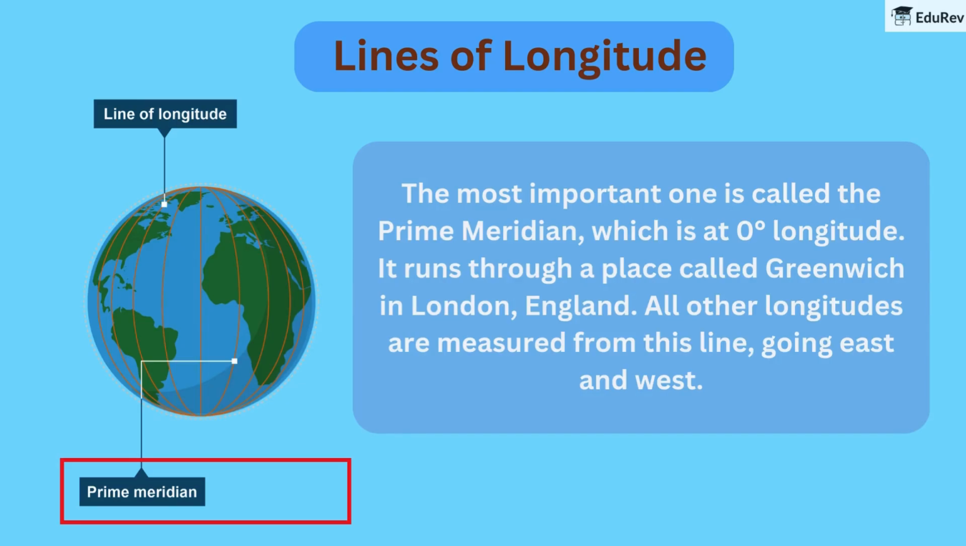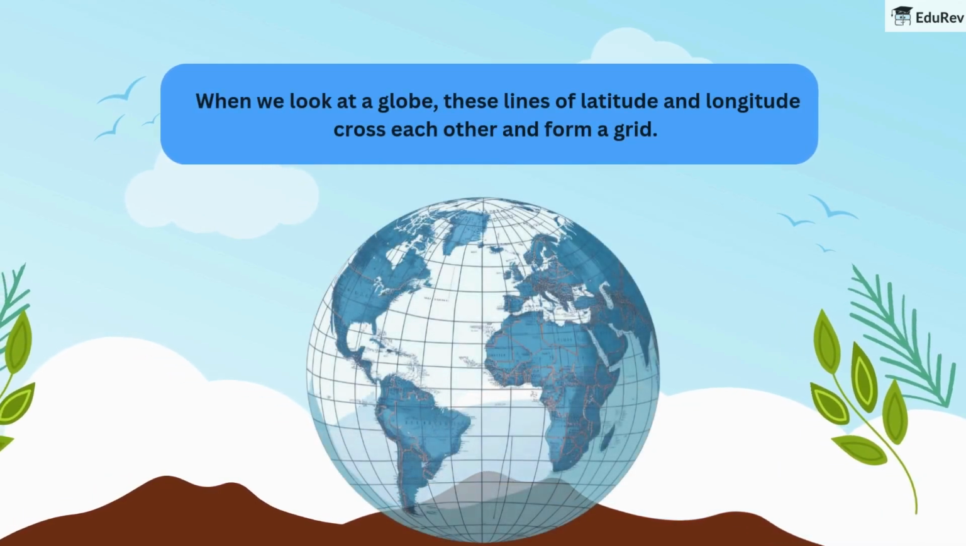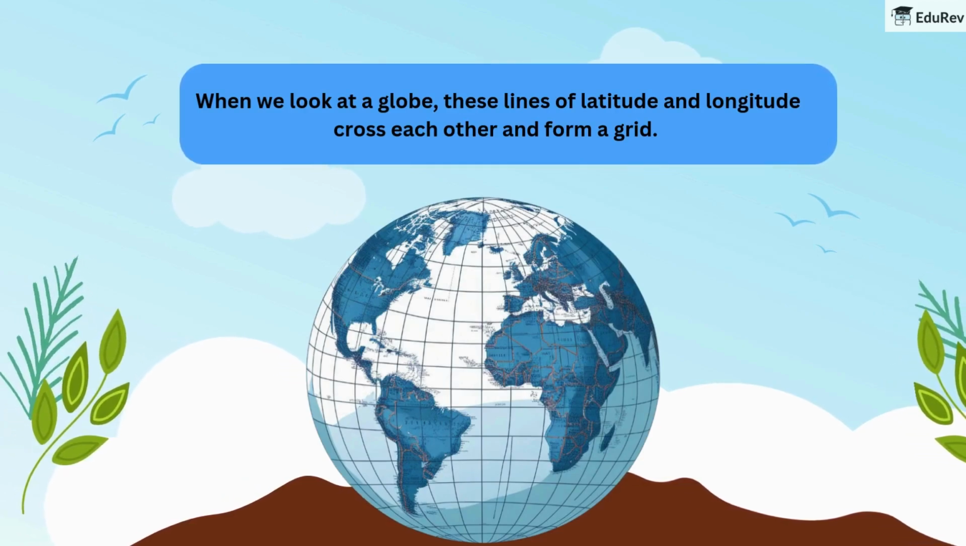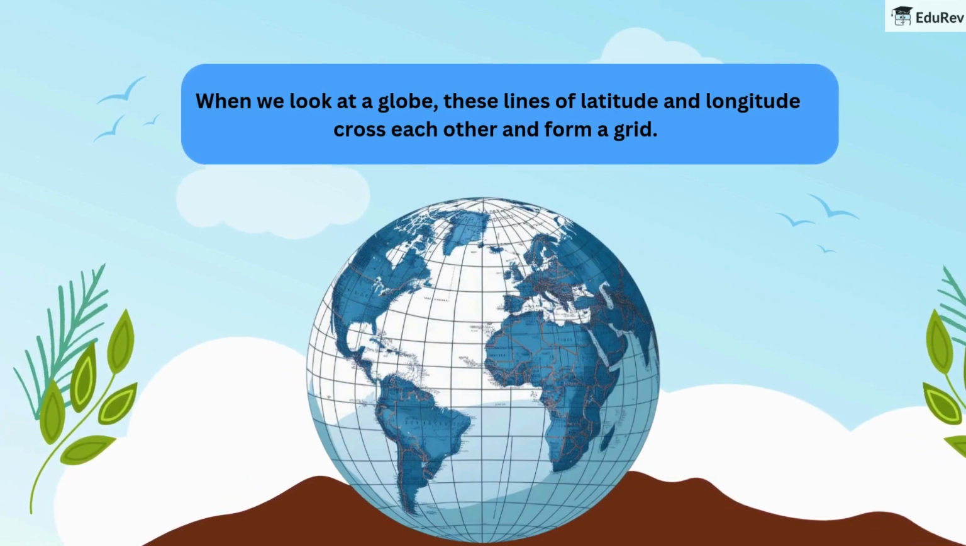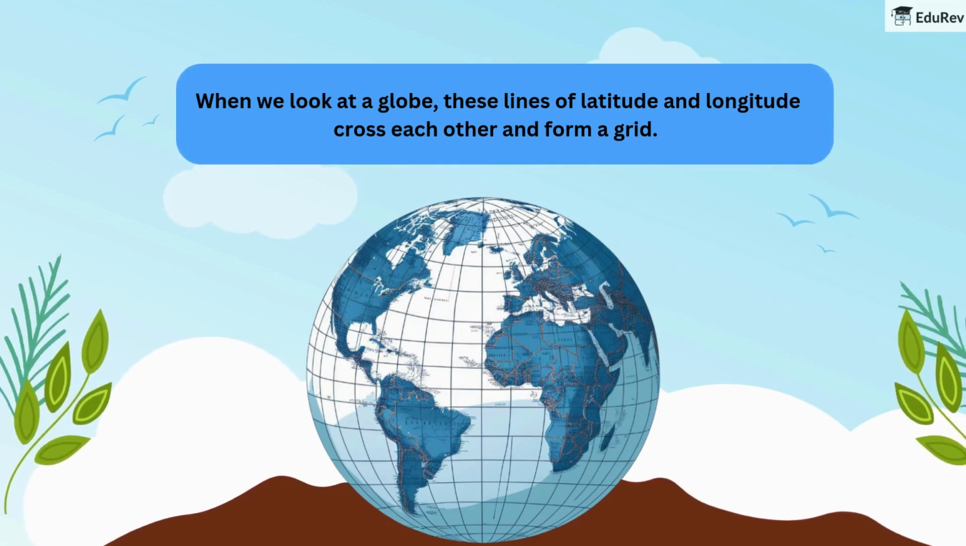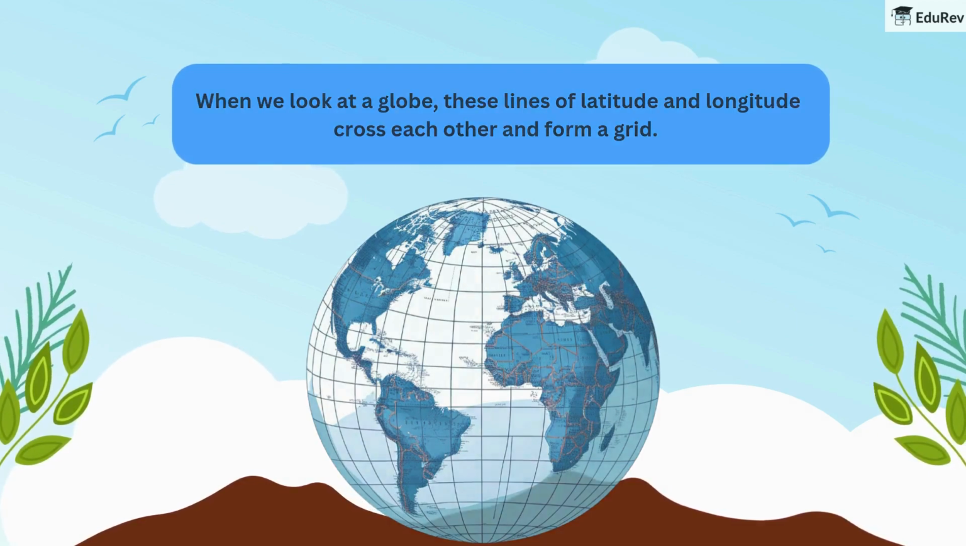So if you hear someone say 180 degrees west, they are talking about the opposite side of the globe from the prime meridian. When we look at a globe, these lines of latitude and longitude cross each other and form a grid. It's like a treasure map that helps us find places on Earth. Remember, these lines are imaginary, but they make it super easy for us to learn about our planet.